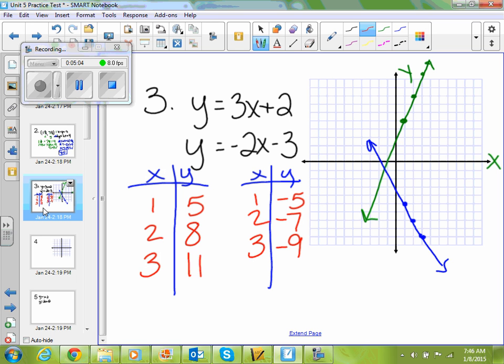It's close enough, and we see where they cross. And where they cross is going to be our solution. So I'm going to go back 1, down 1 to get where they cross. So going back 1 means -1. Going down 1 means -1. So my solution in my ordered pair is (-1, -1).